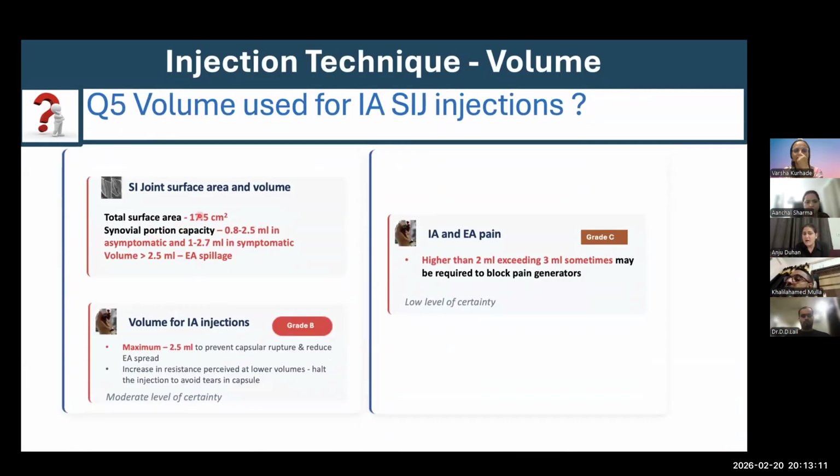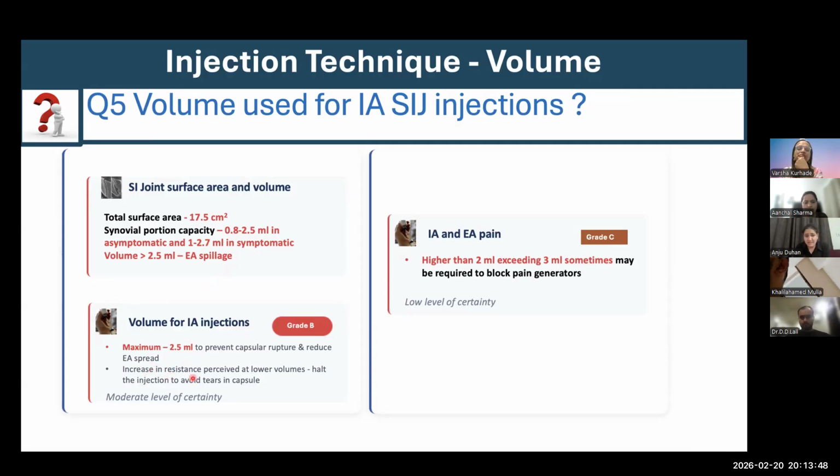SIJ has a very large surface area. However, the synovial portion has a very small capacity, ranging between 0.8 to 2.5 ml in asymptomatic individuals and 1 to 2.7 ml in symptomatic individuals. It has been proposed that injectate volumes of more than 2.5 ml are likely to be non-specific due to extra-articular spillage. Therefore, the recommended volume should be limited to 2.5 ml to prevent capsular rupture or reduce extra-articular spread.